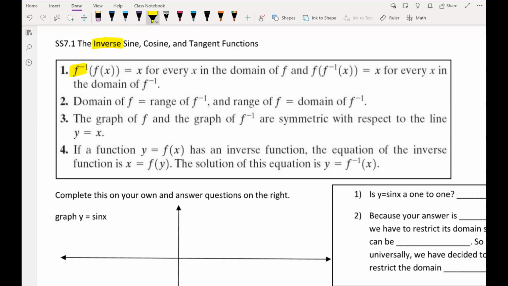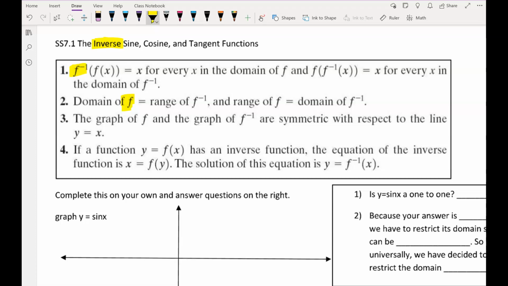So that's one property. The domain of the regular function, f is the regular function, is the same exact as the range of the inverse and vice versa. Why is that? Why is the domain of the regular the same as the range of the inverse? Because we're switching x and y's.